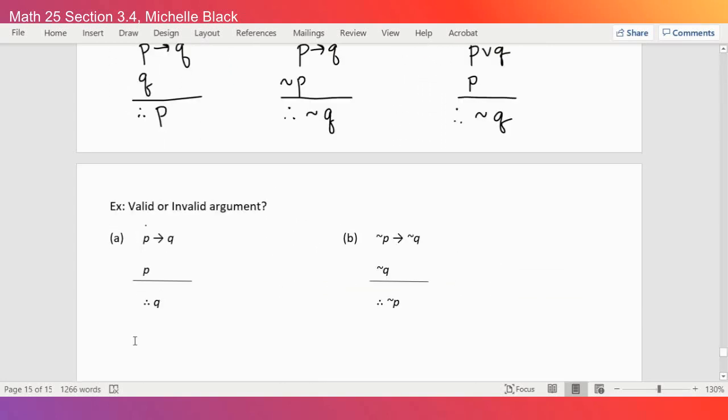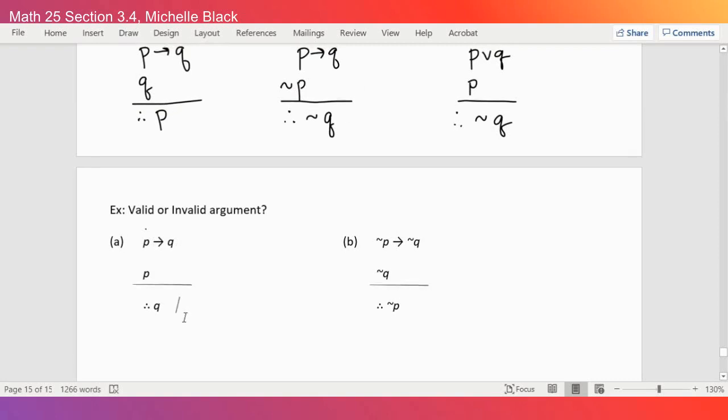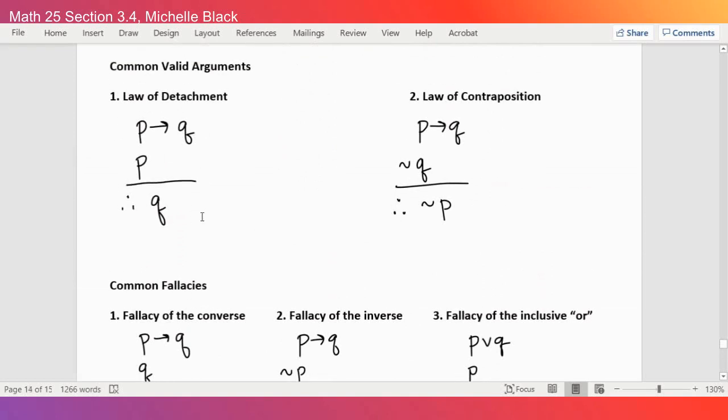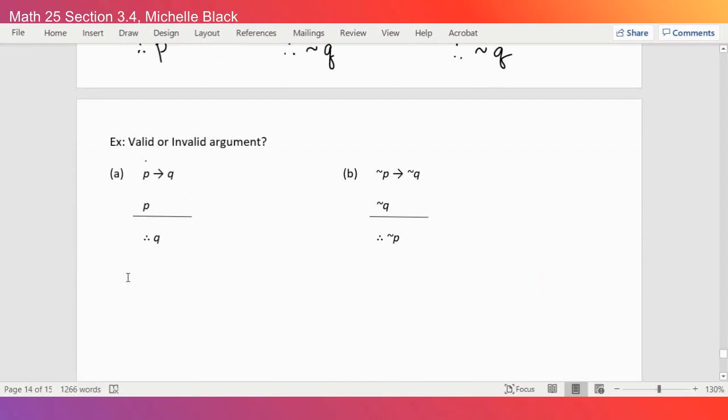All right, let's look at an example of some valid or invalid arguments. So part A, we have if P, then Q, and P, therefore Q. Well, if I go look back at the ones we just talked about, that's exactly the same as the law of detachment. So I expect this to be a valid argument.